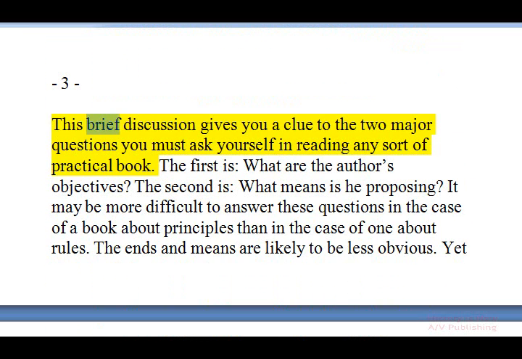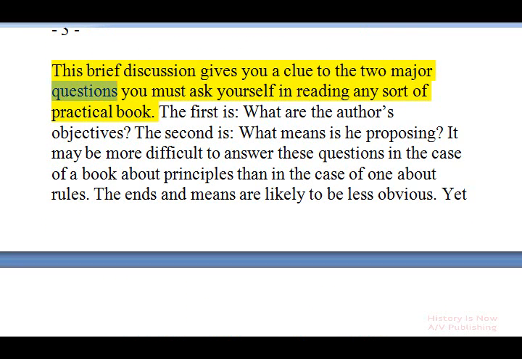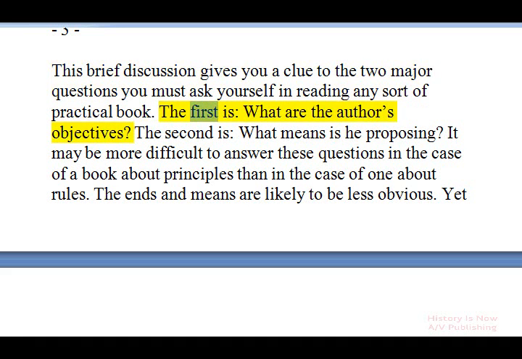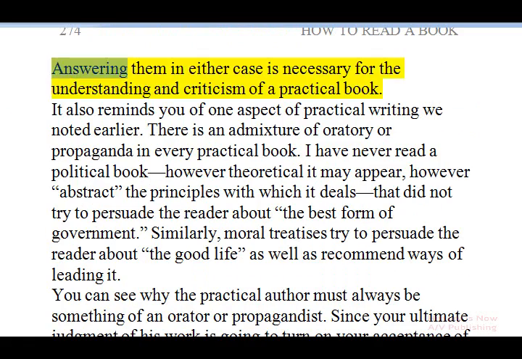This brief discussion gives you a clue to the two major questions you must ask yourself in reading any sort of practical book. The first is, what are the author's objectives? The second is, what means is he proposing? It may be more difficult to answer these questions in the case of a book about principles than in the case of one about rules. The ends and means are likely to be less obvious. Yet, answering them in either case is necessary for the understanding and criticism of a practical book.